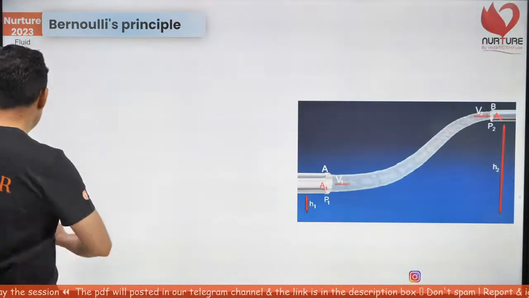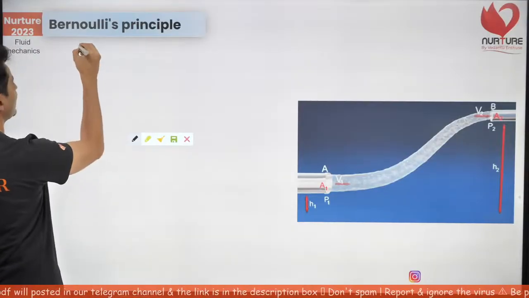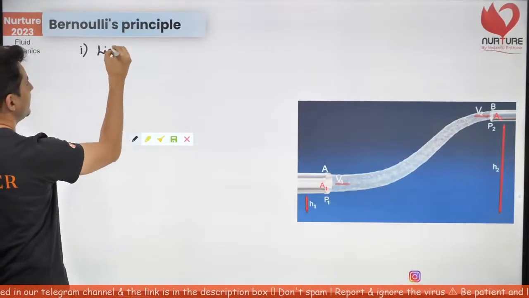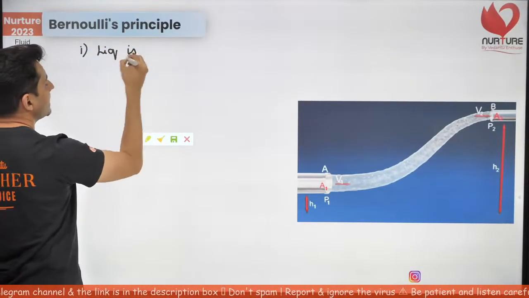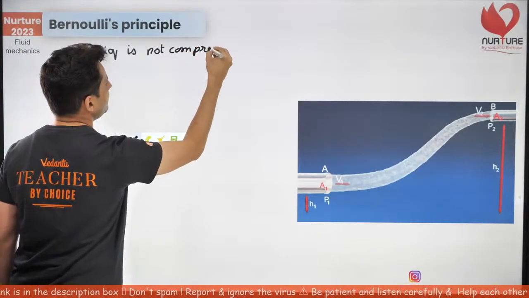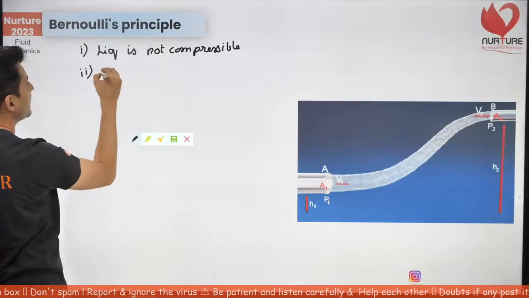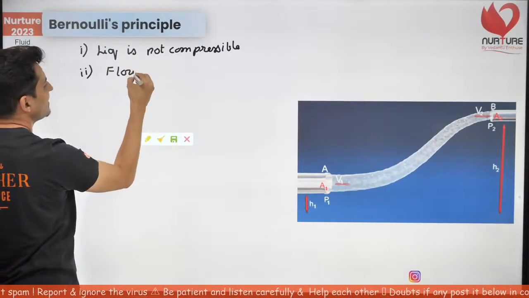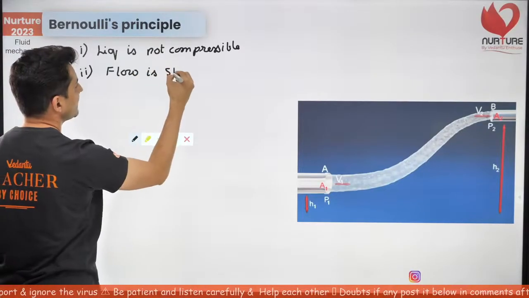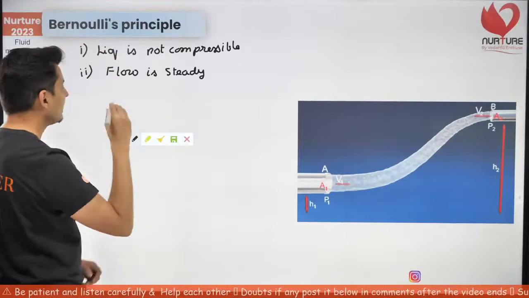So here are the assumptions that are used for Bernoulli's principle. The first assumption is that the liquid is not compressible. You cannot compress it. Number two, the flow is predictable. That means the flow is essentially steady. So the flow is continuous, steady.